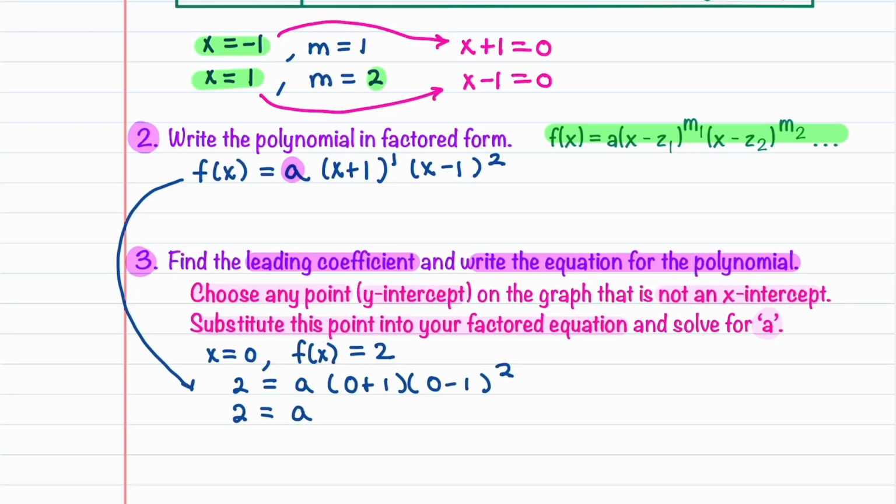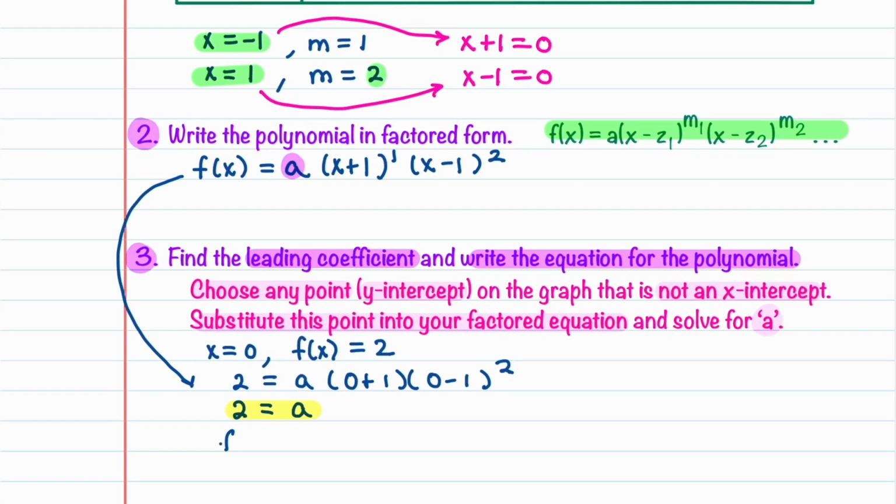So we found a is equal to 2. Let's highlight that. And now we can substitute that back into our function. Our polynomial function is then f of x is equal to 2 times (x + 1)(x - 1) quantity squared. And that's it. That is the equation of our polynomial from our graph.